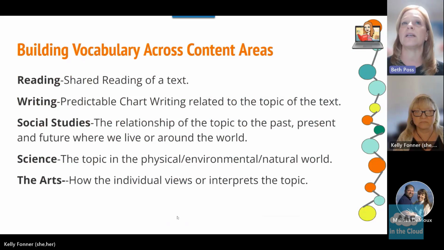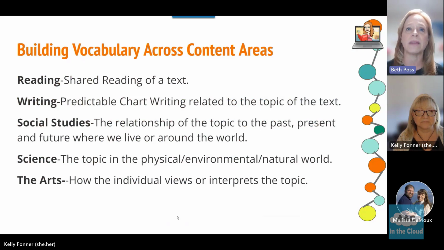So we also want to stress throughout this presentation how you can build those skills across the content areas. So for example, we're talking about the importance of building vocabulary across content areas. We can do it in reading through the shared reading of a text. We can do it in writing using that predictable chart writing related to the topic of the text, right? You can see how we're building on that vocabulary. We can do it in social studies where we can talk about the relationship of that topic to the past, to the present, and to the future, where we live or around the world.